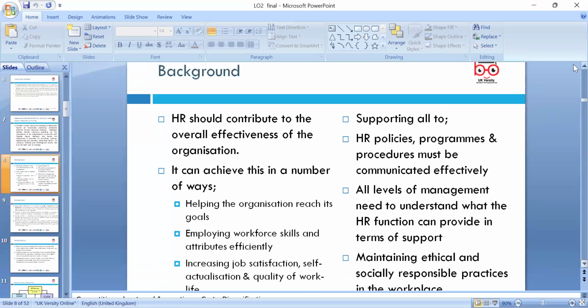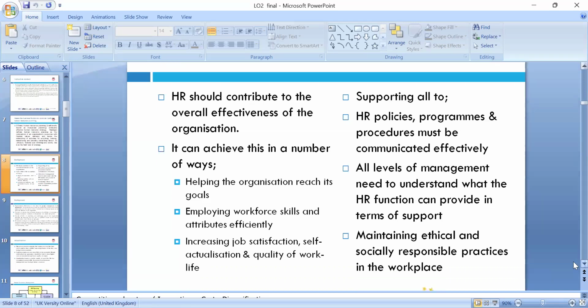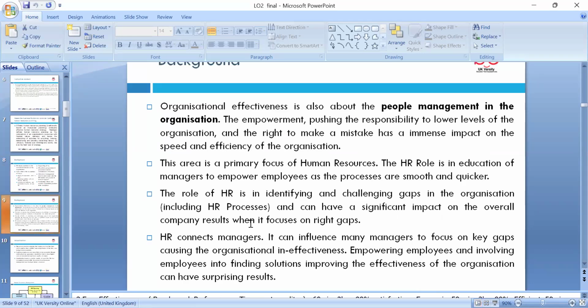When we look at the background, HR should contribute to the overall effectiveness of our organization and help the organization reach its goals in a number of ways, exploring workforce skills, attributes and efficiencies, and increasing job satisfaction, self-actualization and quality of work. We can look at these different perspectives to achieve organization objectives, supporting all HR policies, programs and procedures, and communicating effectively. All levels of management need to understand what the HR function can provide in terms of maintaining ethical and socially responsible practices. That is what we need to look at to achieve the organization objective.